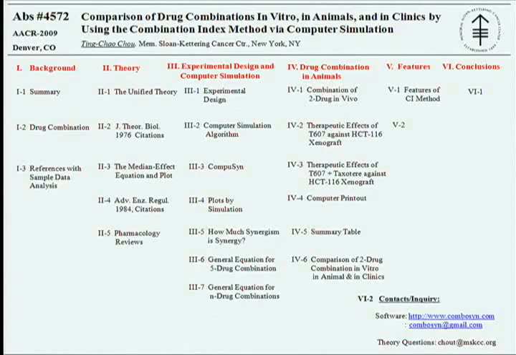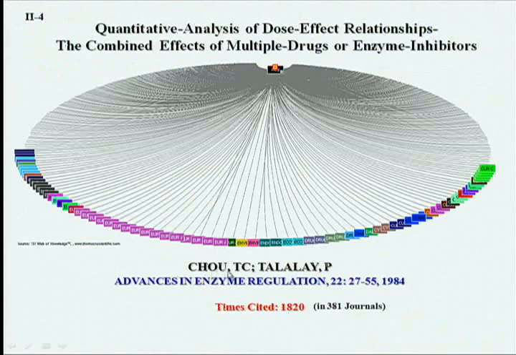Last year, at the AACR meeting in San Diego, I gave a mini symposium on drug combination. This year, at the AACR meeting in Denver, I'm going to present a poster also talking about drug combination, as shown here. The method of Chou and Talalay has been widely cited so far, 1,820 times in 381 different biomedical journals.